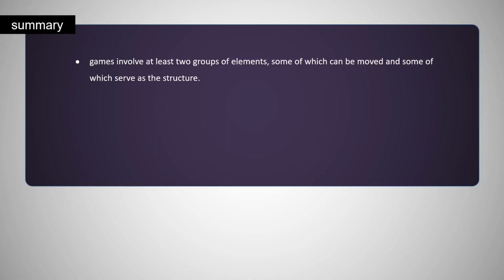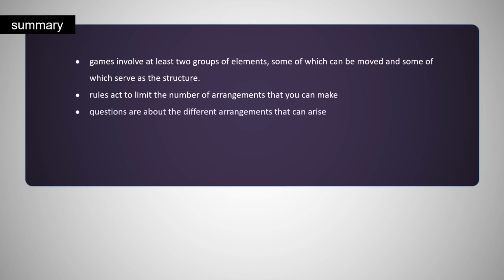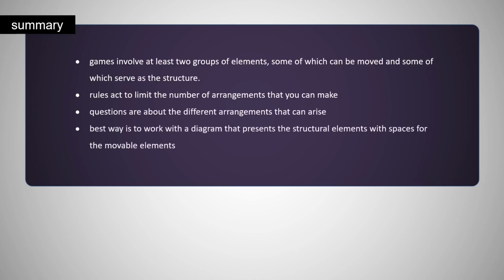So, to quickly summarize, games involve at least 2 groups of elements, some of which can be moved and some of which serve as the structure. The rules act to limit the number of arrangements that you can make, the number of different diagrams that you can make. The questions are about those different arrangements that can arise, the logical consequences, and the best way is to work with a diagram that presents the structural elements with spaces for the movable elements, and as I also mentioned, the rules laid out so that you have quick and easy reference for them.